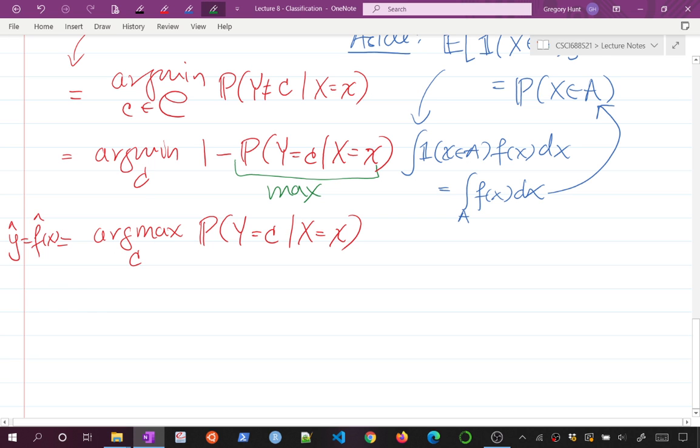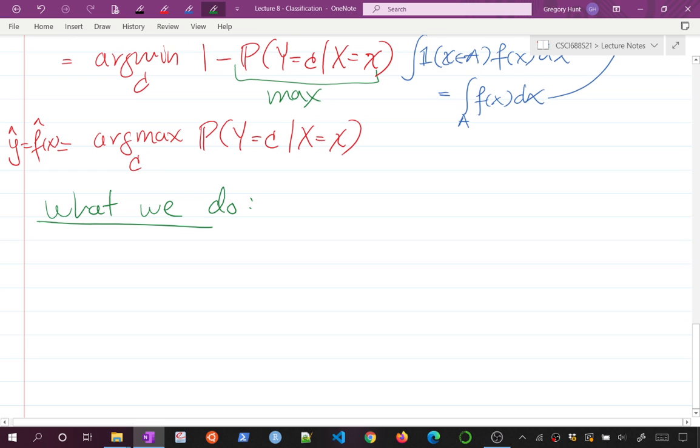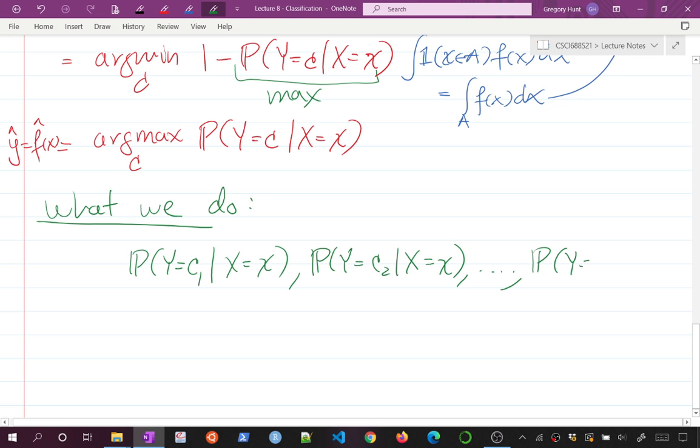So what this is saying, in a really overly mathematical way, is that we calculate the probability that y is equal to class 1 given our little x. We calculate the probability that y is equal to class 2 given what our little x is, all the way to the probability that y is equal to class k given our covariates. And we'll need to know how to calculate this, and that's basically the whole methods.